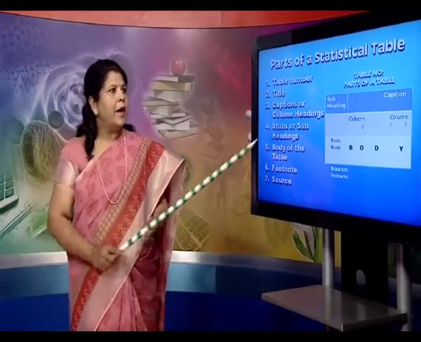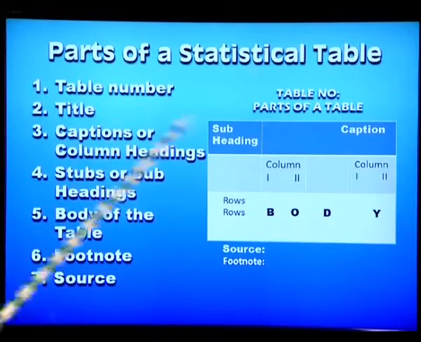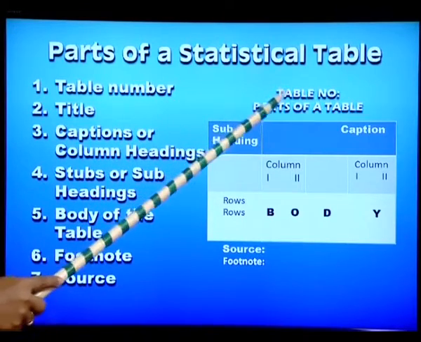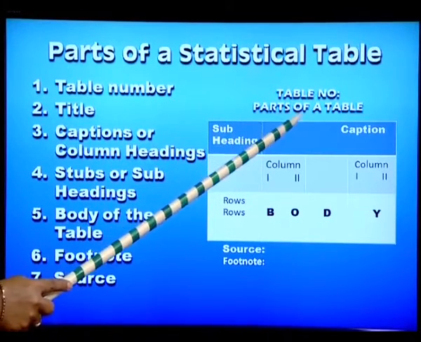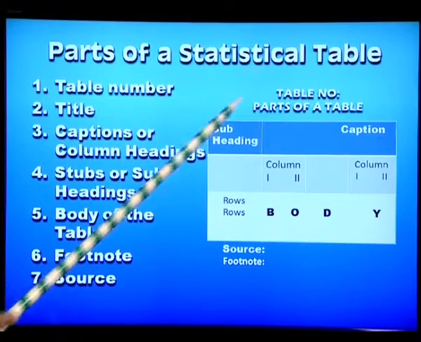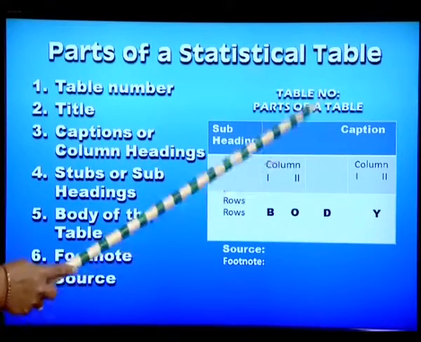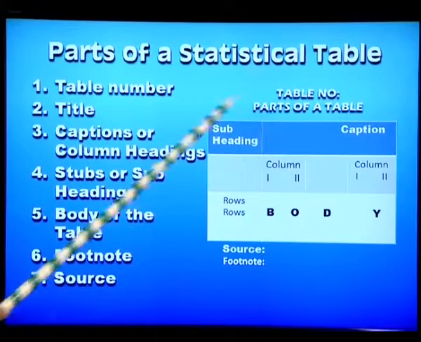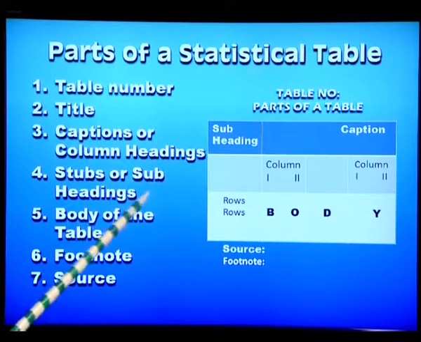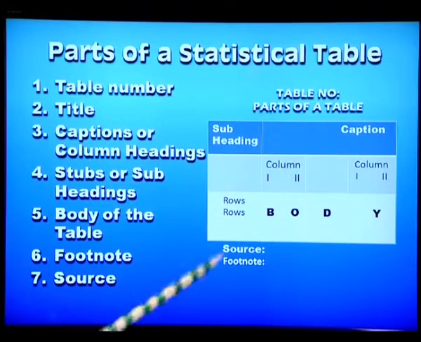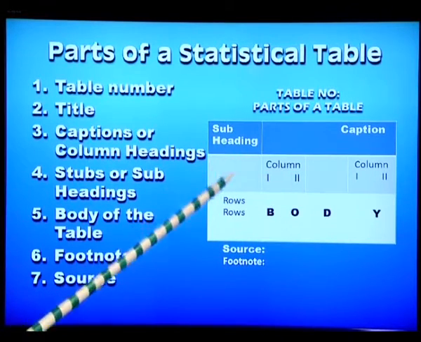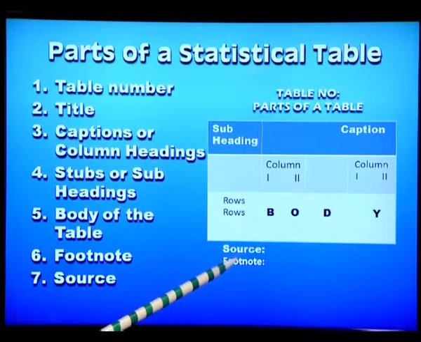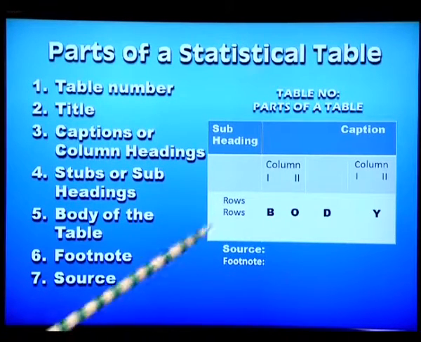Let us understand the parts of a table. First and foremost, a table has a table number. Below it is the title of the table. Then is the caption, which is the head of all the columns, which displays what the columns are going to give us. Then is the stub or subheadings, which are these, and then comes the body of the table. Then there are these rows, a source and a footnote. All these are definitely a part of a good table.